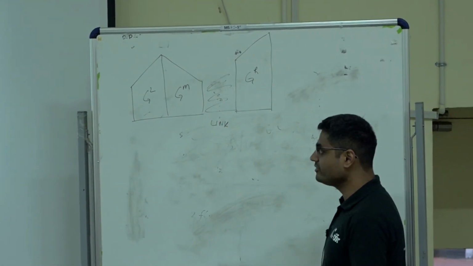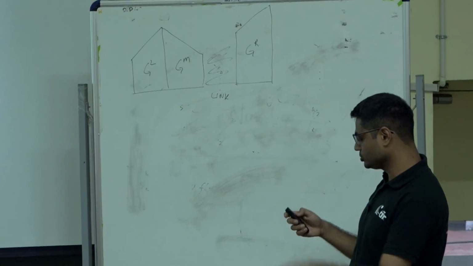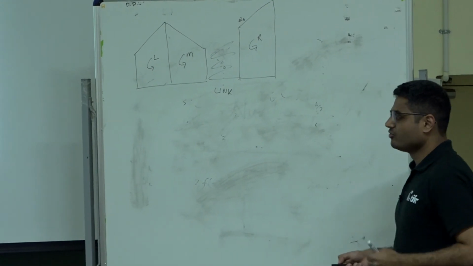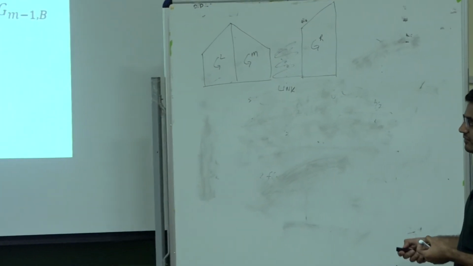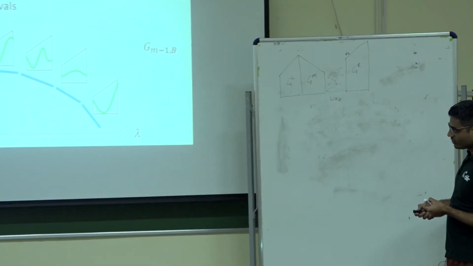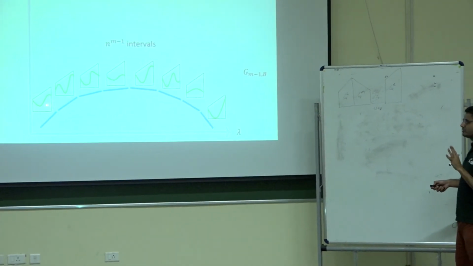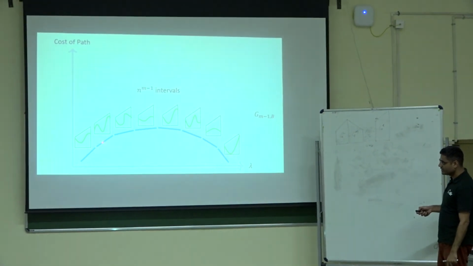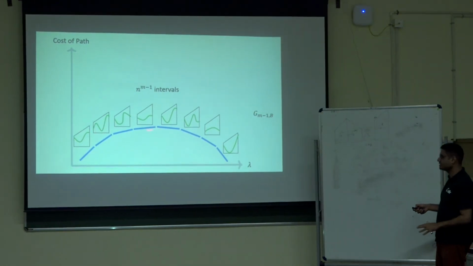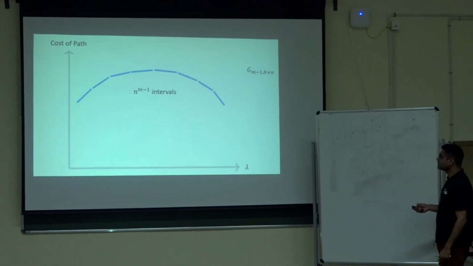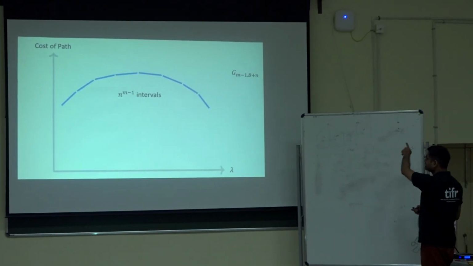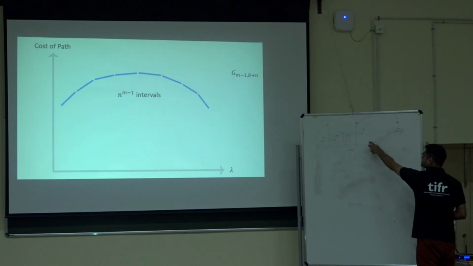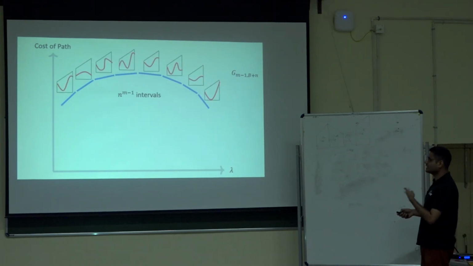Now, G left by the induction hypothesis has n raised to m minus 1 intervals. Furthermore, it also comes with a shortest path. In the sense, if you are in this interval, this is your shortest path. If lambda lies within this range, this is your shortest path. If lambda lies within this range, this is your shortest path. Similarly, for this other graph, G(m minus 1, b plus m), it has its own shortest path, right?